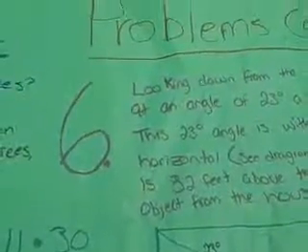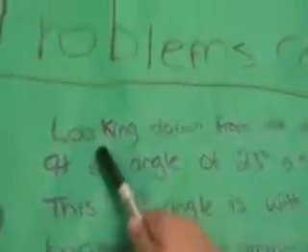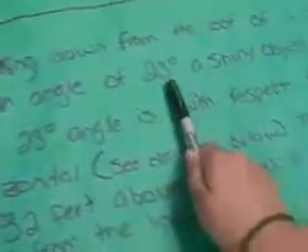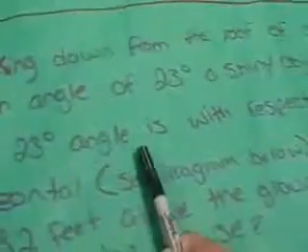For our last and final problem, which is pretty difficult, it's going to be number 6. And the problem is, looking down from the roof of the house at an angle of 23 degrees, a shiny object is seen. This 23-degree angle is with respect to the horizontal, which is, you see the diagram below. The roof of the house is 32 feet above the ground. So how far is the shiny object from the house?